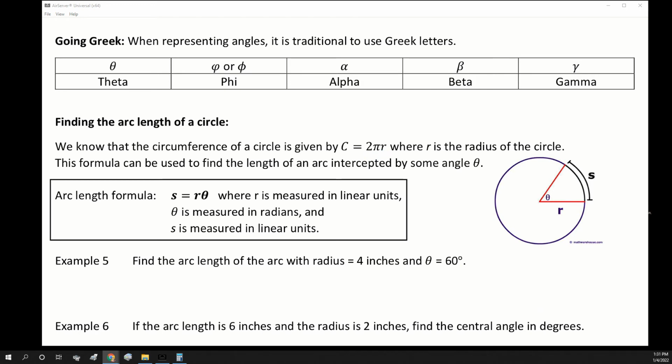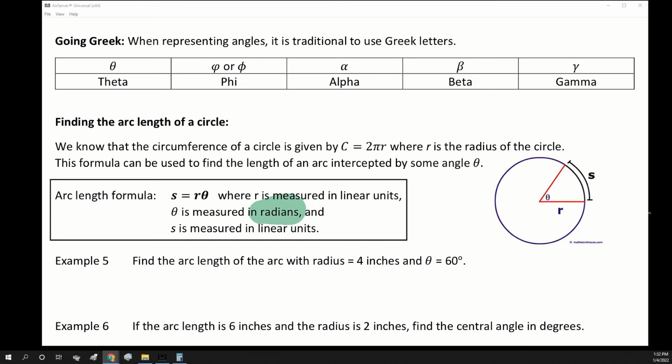So we're going to do the same thing. It's the radius of the circle times the amount of the angle that we want. We don't have to find the whole circumference. We can just find a partial circumference, which is considered to be an arc. All right, so to use this formula, r is measured in linear units like inches, feet, centimeters, something like that. Theta needs to be measured in radians, so that's important. And s is measured in the same linear units that r is measured in.